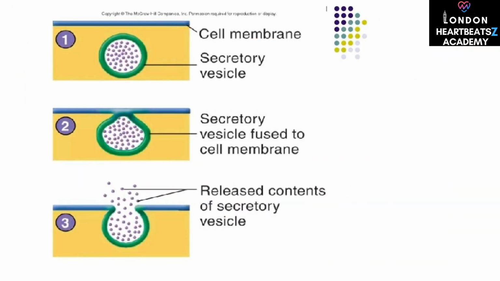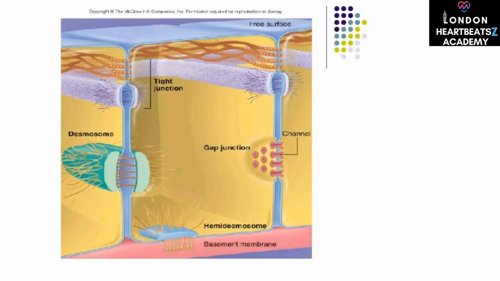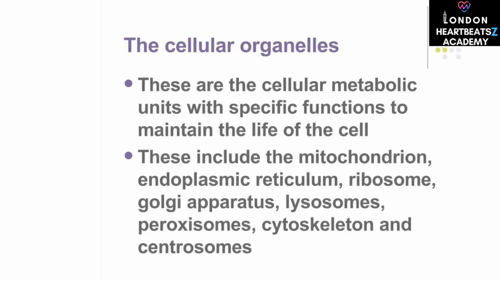vesicle. Exocytosis is the process where a secretory vesicle fuses with the cell membrane to release its contents outside the cell. Cell connections include tight junctions, which bind cells together and regulate permeability, desmosomes, which provide a mechanical link, and gap junctions, small channels for ion and molecule passage. This image shows the structures responsible for cell connections, including tight junctions, desmosomes, and gap junctions.